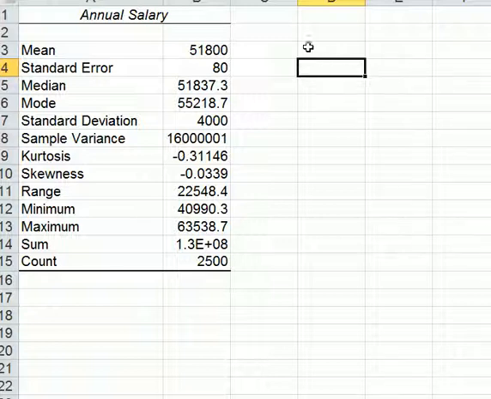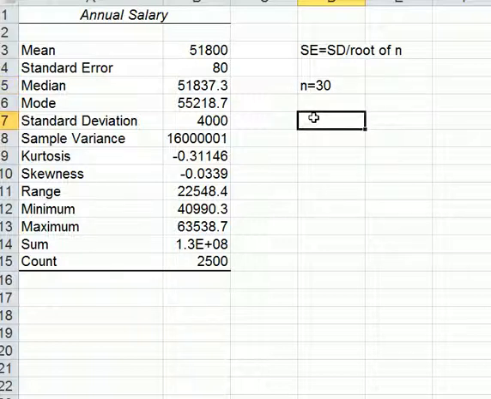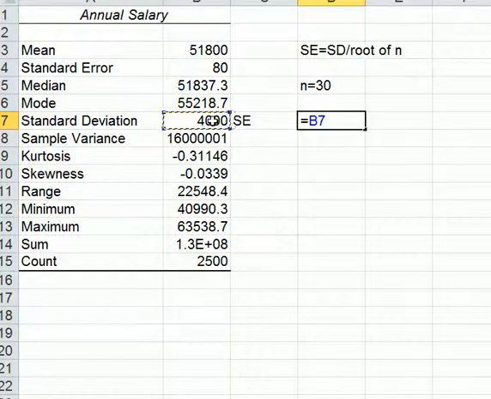So remember what the standard error is. The standard error equals the standard deviation divided by the root of n. So let's calculate that for a sample size of 30. So I put n equals 30 because we're going to try it with a different one later. So we want to get the standard error. So I put SE here, and what we want is equals, and the standard deviation of the population is 4,000.